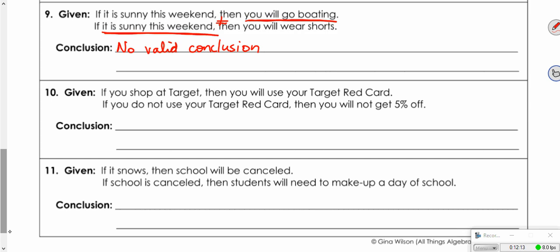Number 10, if you shop at Target, then you will use your Target red card. If you do not use your Target red card, then you will not get 5% off. Good, no valid conclusion. Again, reason being here, you will use your Target red card. You do not use your Target red card. Again, not the same thing. Those are not equal, so no valid conclusion again.